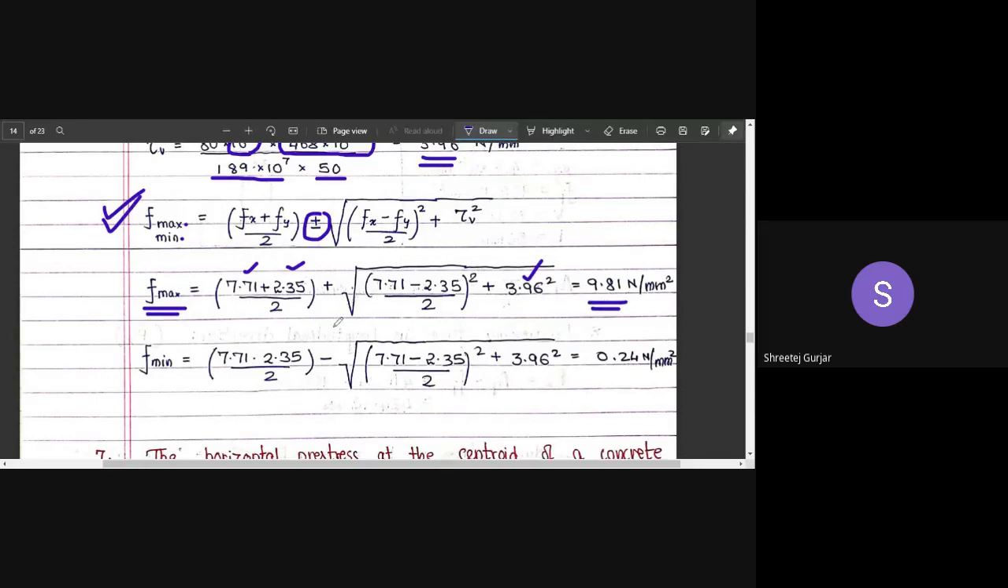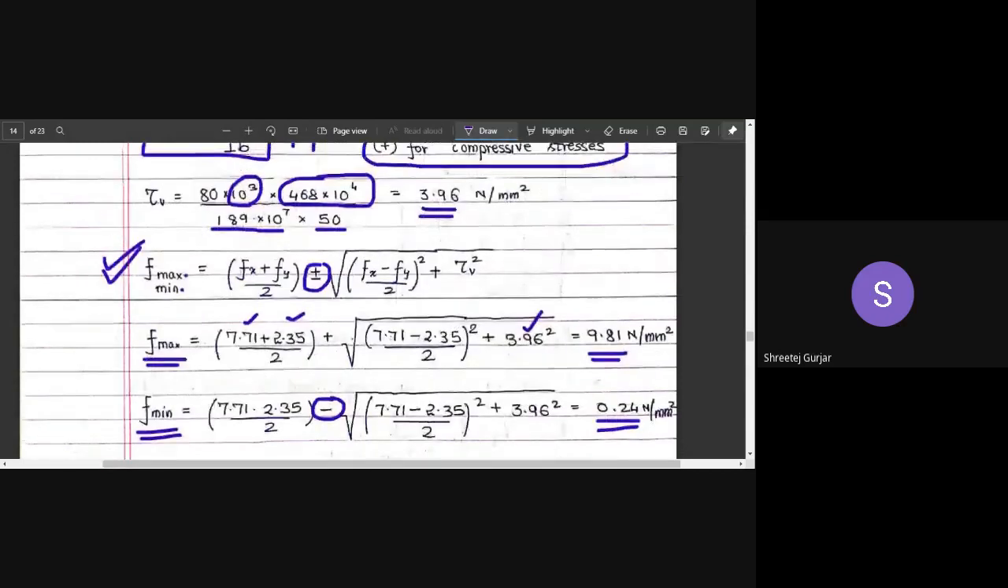Similarly, only the minus sign will come here. All the things are the same. So F minimum has come as 0.24 Newton per mm squared. So this is how you can calculate when you have been given an I section. When they give you an I section, you can easily calculate all the principal stresses, that is maximum and minimum. So don't worry about the cross-sectional area.